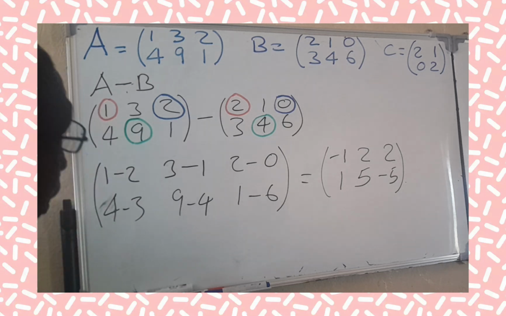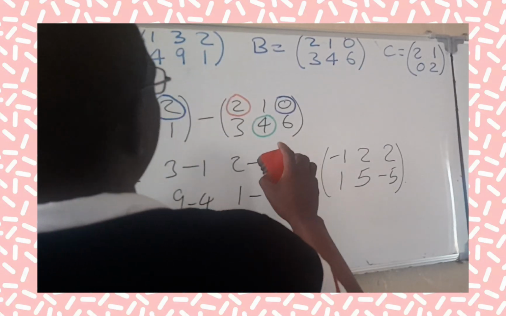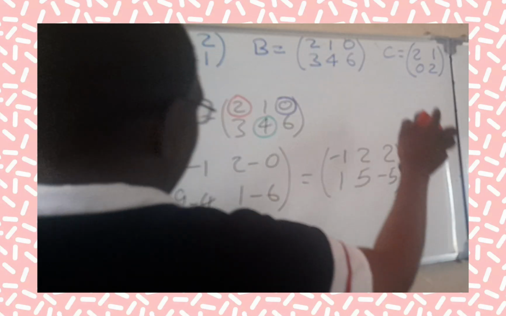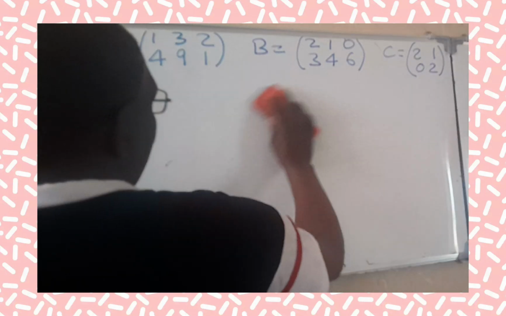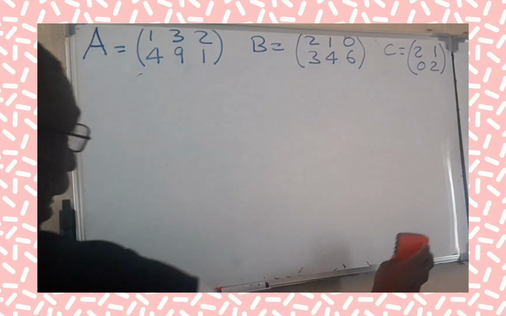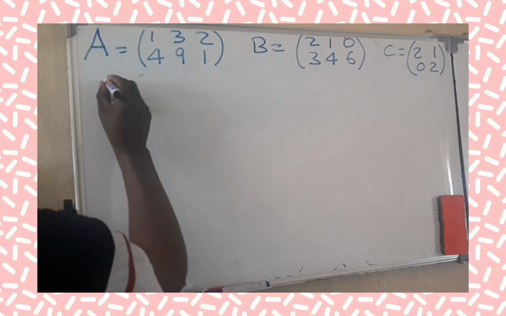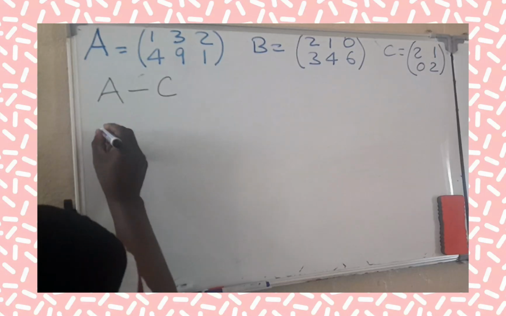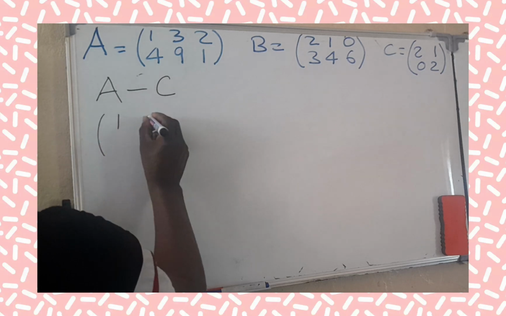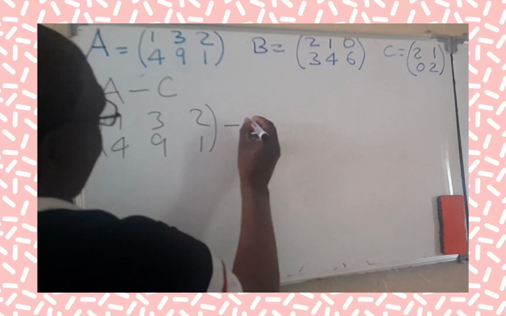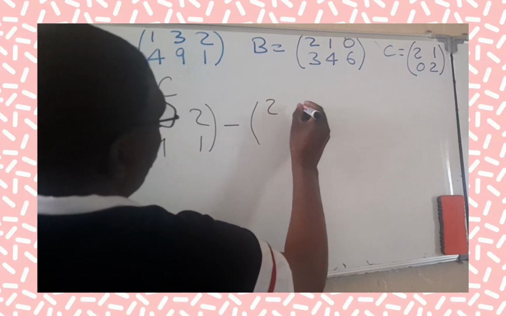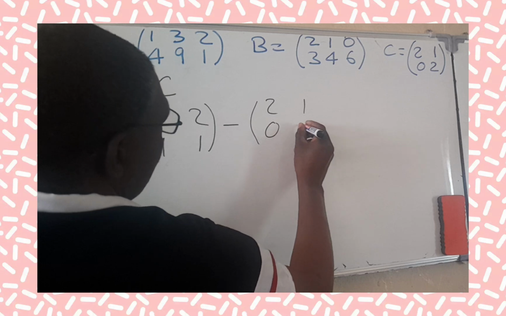Okay, so let's try and go a little further with this. Let's see if we can subtract, let's say, A minus C. Now that we are done with A and B, we can clear this whole part of the board. We want to subtract C from A. So what we want now is matrix A minus matrix C. Again, we do it as before. Here is my matrix A, 1, 3, 2, 4, 9, 1. Minus my C there is 2, 1, 0, 2.